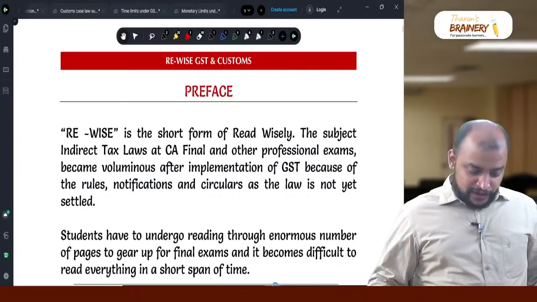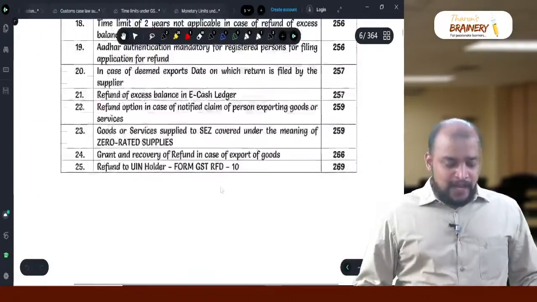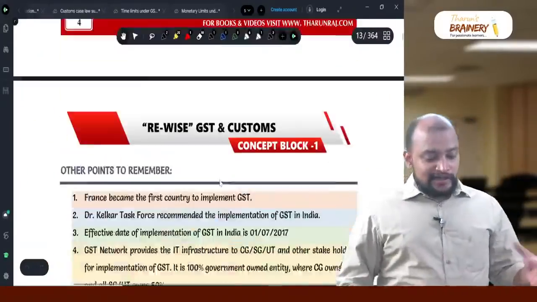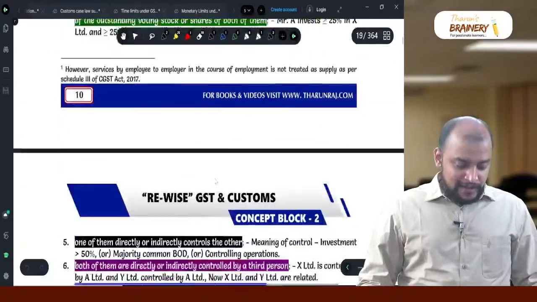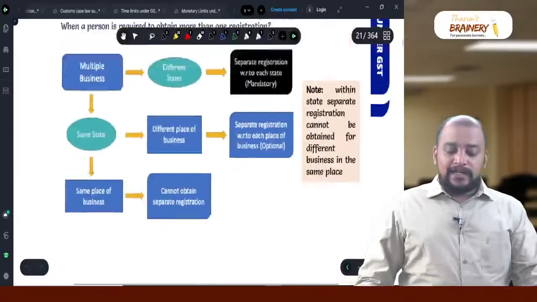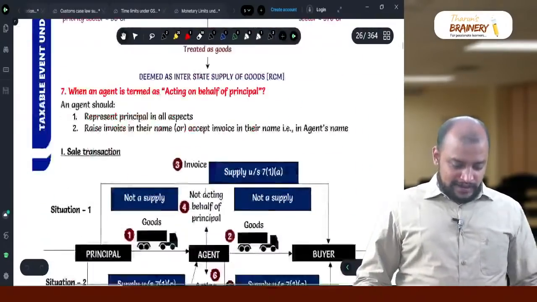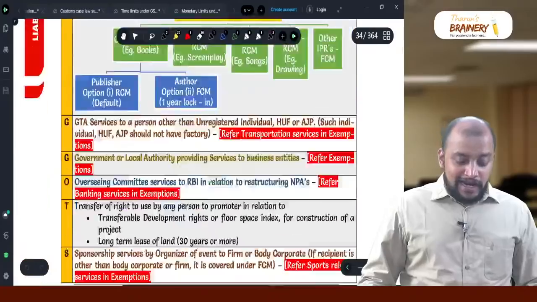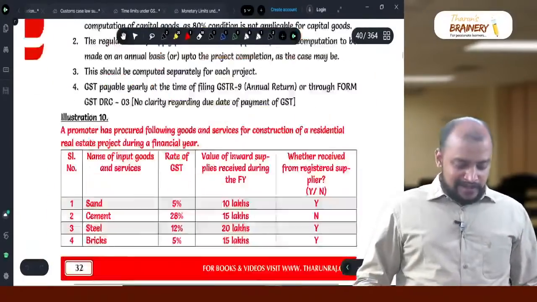wanted to discuss with you about 9 subsection 4, because 9 subsection 4 is an area which was not at all tested so far. So I just wanted to discuss 9 subsection 4 that is related to this promoter or builder making inward supply from an unregistered person. Okay, so how the question could be, I am just discussing that.